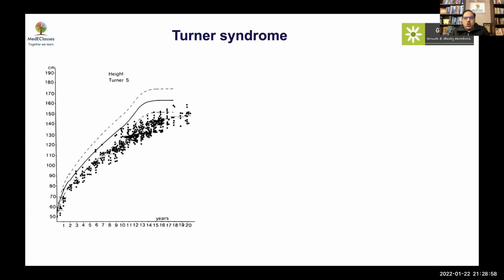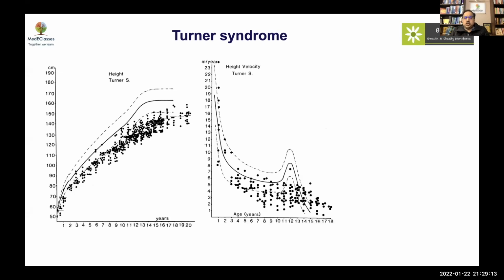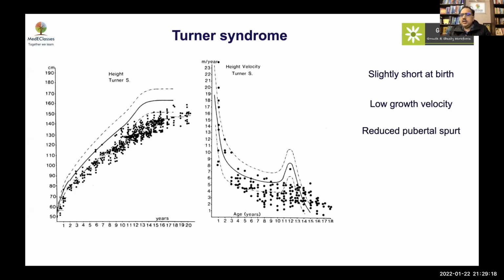Now, what has been shown is that girls with Turner syndrome are born slightly lower at birth, then they tend to falter. Nearly all of them by around 4 to 5 years of age become below the third centile, and they land up around 20 to 30 centimeters short. So they're slightly short at birth, they have a low growth velocity, a reduced pubertal spurt, and end up 20 centimeters below. So in India, we see a height of around 130, 135 centimeters typically as a final height, which is very, very compromised, and we have to be concerned about that.